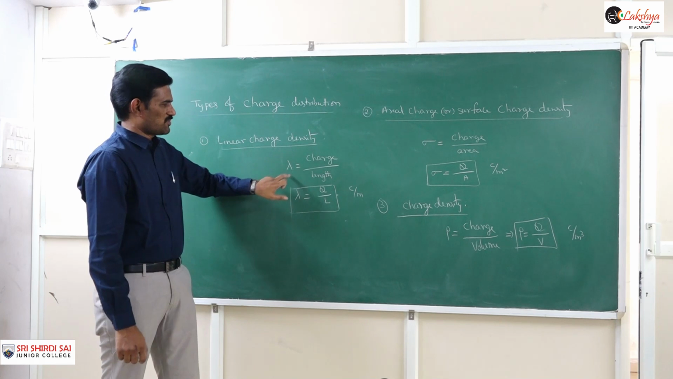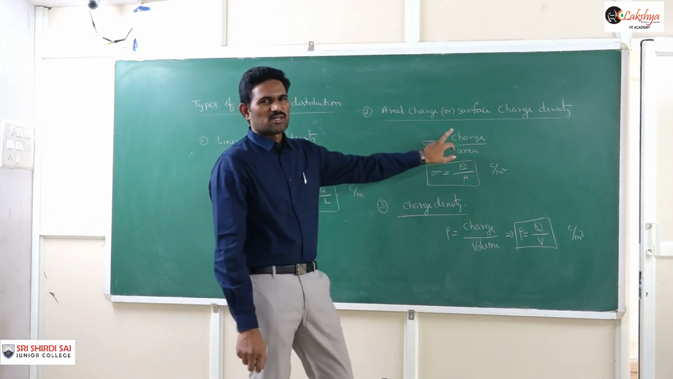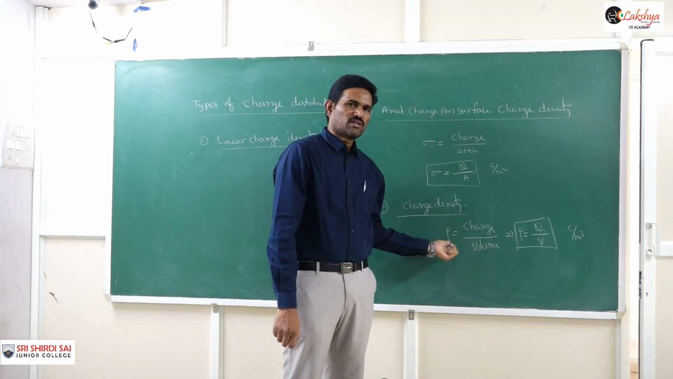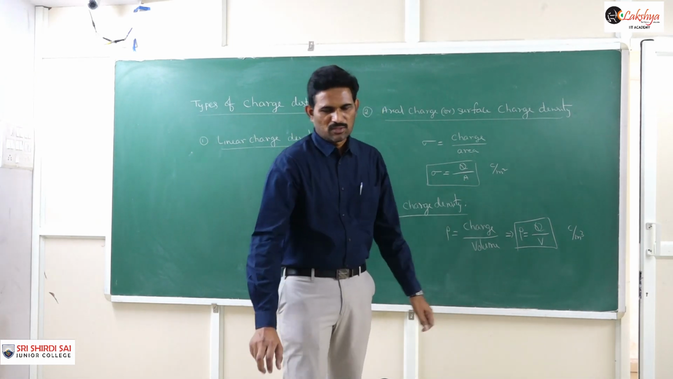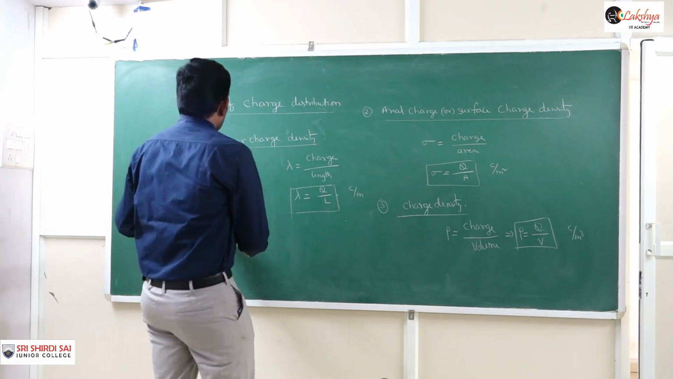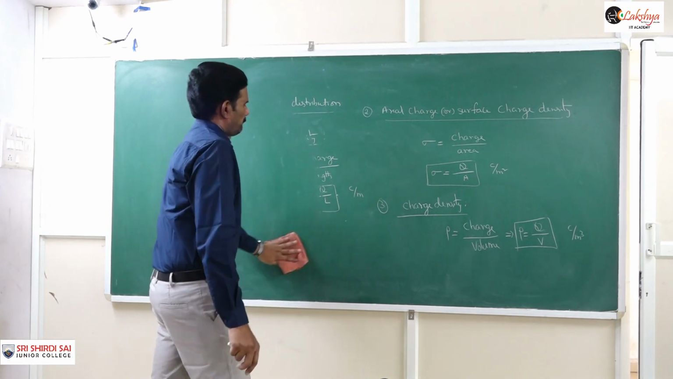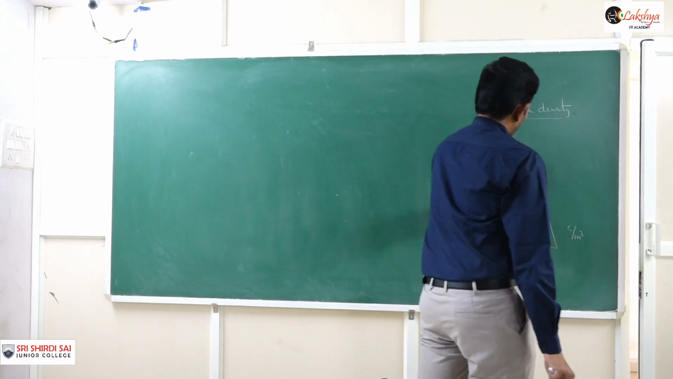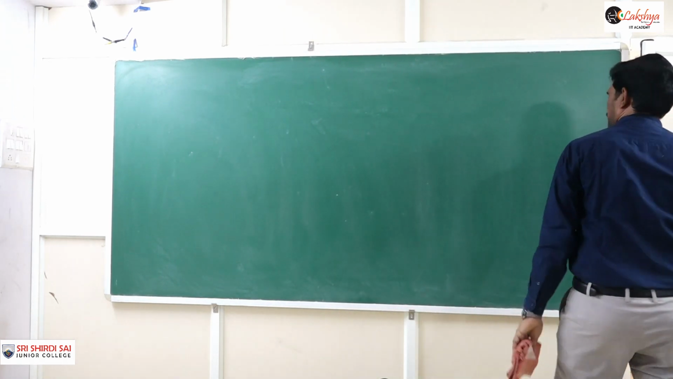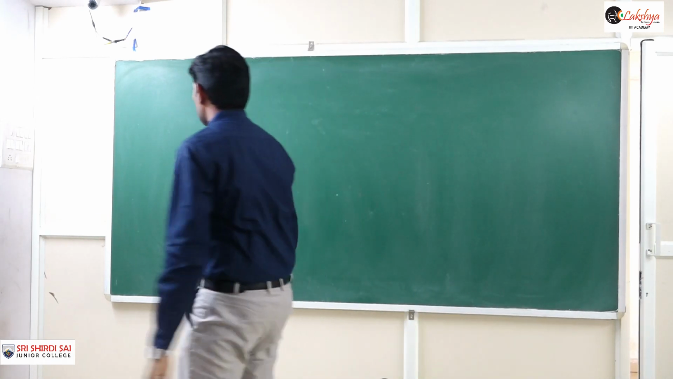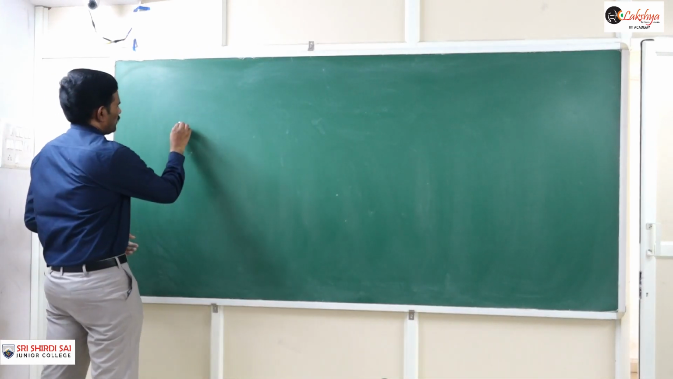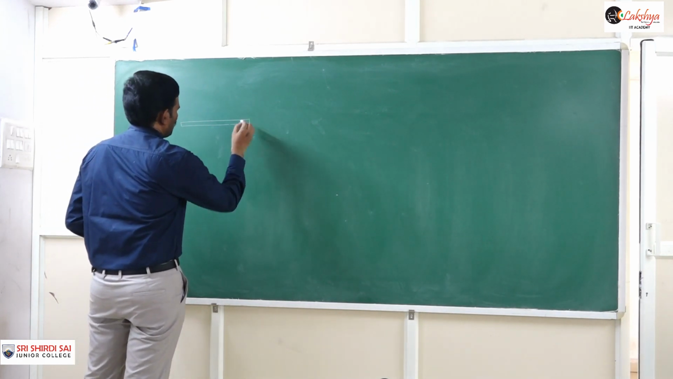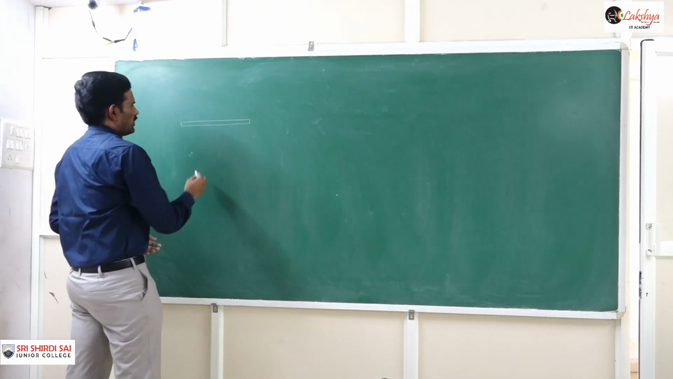Linear charge density, that means charge per unit length; surface charge density, charge per unit area; and volume charge density, which is charge per unit volume. So now let us see some problems based on this. In case of linear charge densities problem, let us see the first problem here.